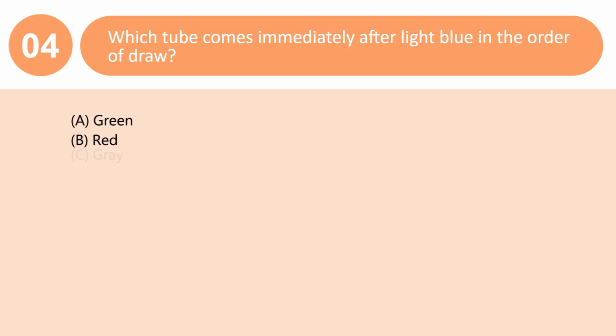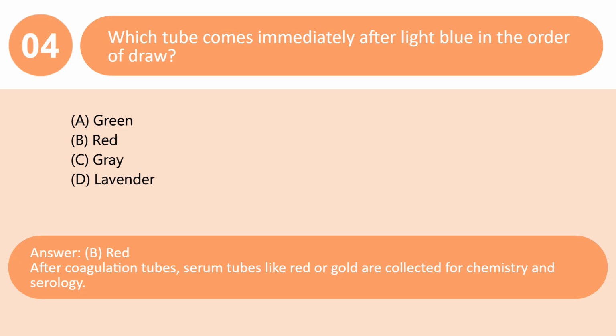Which tube comes immediately after light blue in the order of draw? A. Green. B. Red. C. Gray. D. Lavender. Answer: B. Red. After coagulation tubes, serum tubes like red or gold are collected for chemistry and serology.